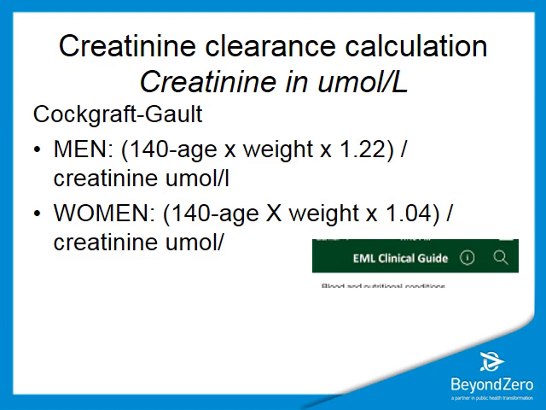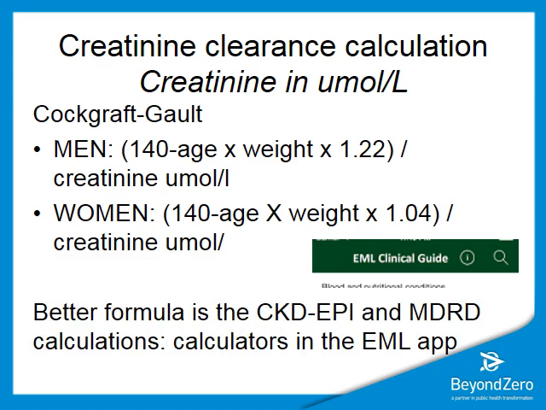To find these, you can go to your EML clinical guide. It's an app that you can download, and on it they've got calculators that you can use. And the better formulas are now called the CKD-EPI formula or the MDRD calculation, and both of those are in the EML app. They're quite complicated, not so easy to do on your local calculator, and I would recommend downloading the app for all the other features it has, but it certainly makes this calculation easier.